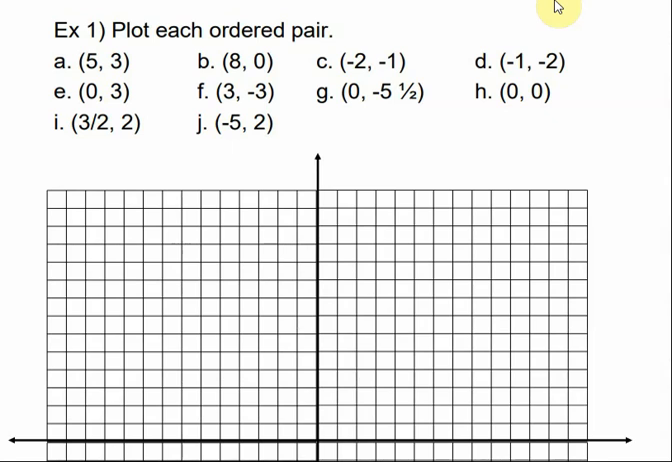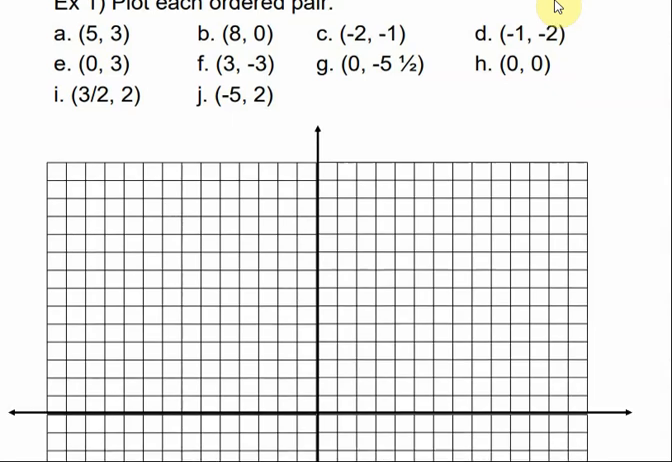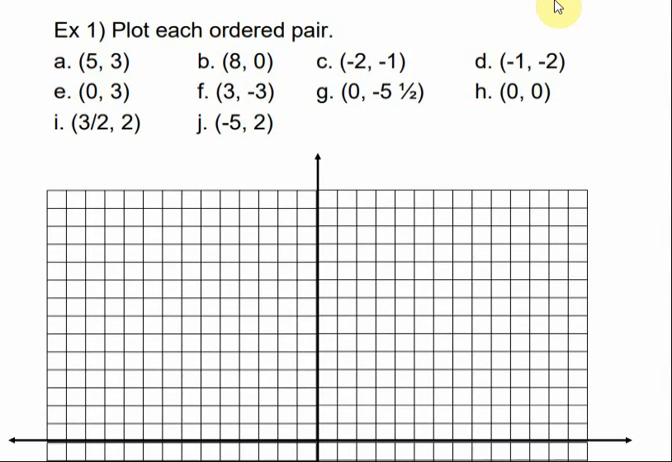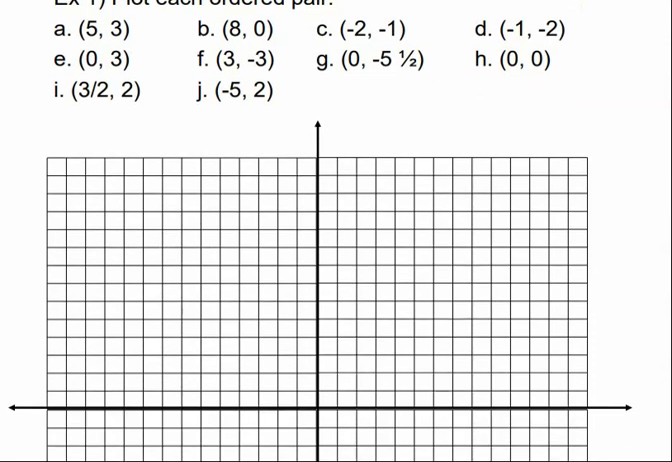So now we're going to plot each ordered pair on the graph below. Whenever we're graphing points, we always start at the origin, at the center of our graph. And then we go left or right. If it's positive, we're going to go to the right. If it's negative, we're going to go to the left. And then we go up or down. Again, if it's positive, we're going to go up. If it's negative, we would go down.